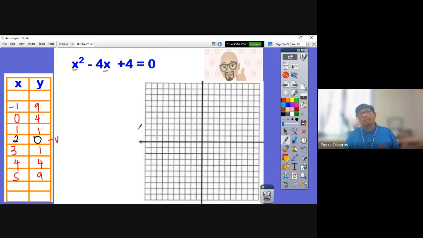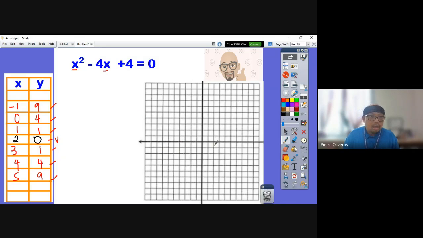All right, there you go. Make sure you have plugged your x value into the formula, and that's how I got this y value. The y values are 9, 4, 1, 1, 4, 9. Okay, and then once you have that, you're going to plot those points on your plane.